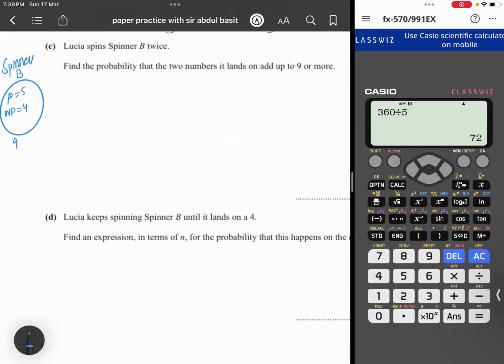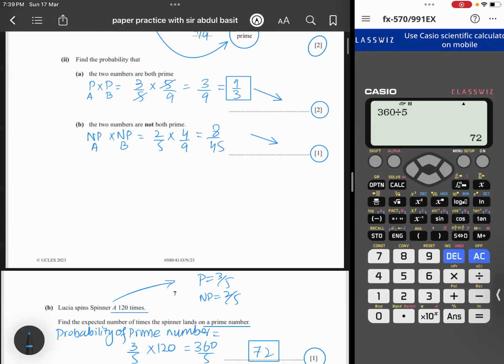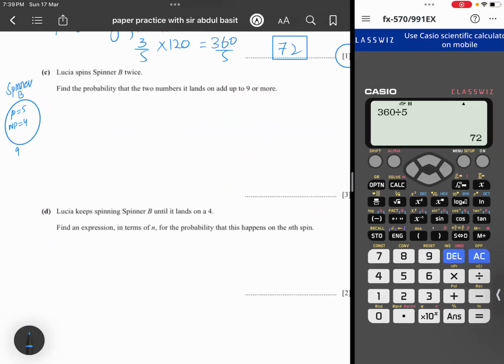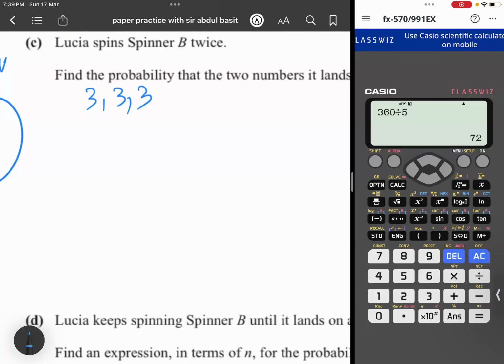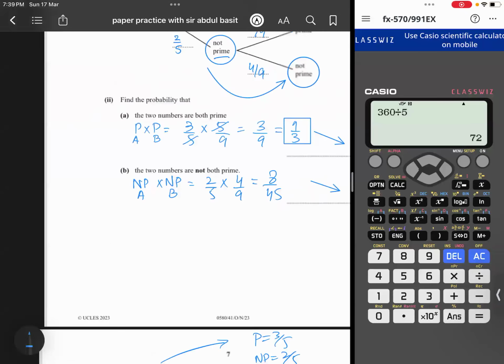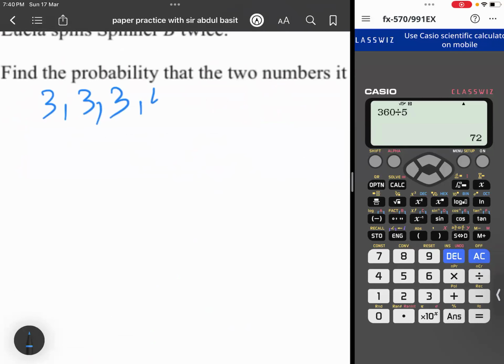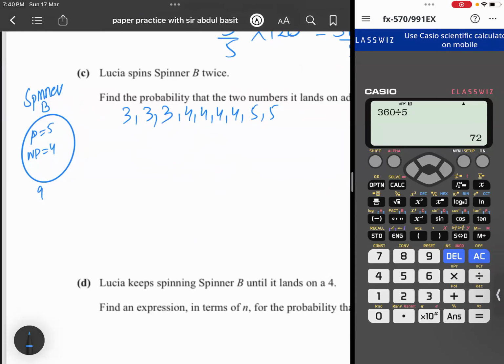Okay, Lucia spins spinner B twice. Find the probability that the two numbers it lands on add up to 9 or more. So beta, look at the scores in spinner B. The scores in spinner B are three threes and four fours. Please count. And two fives. 3 plus 4 is 7. Okay, that's fine.